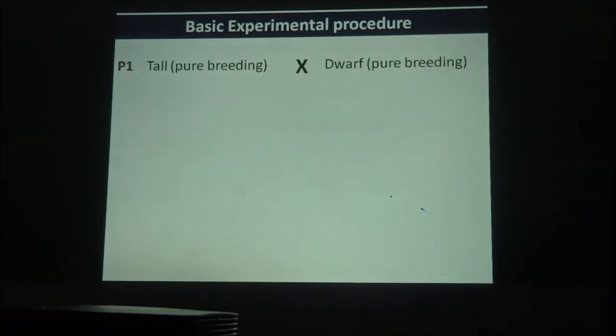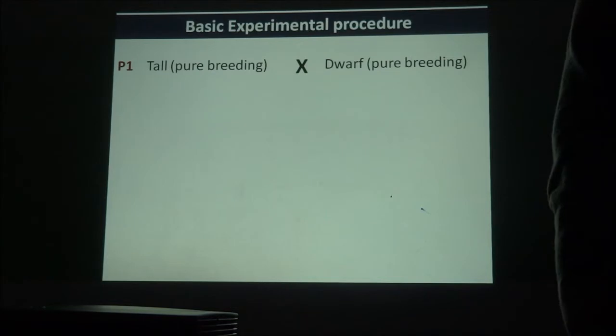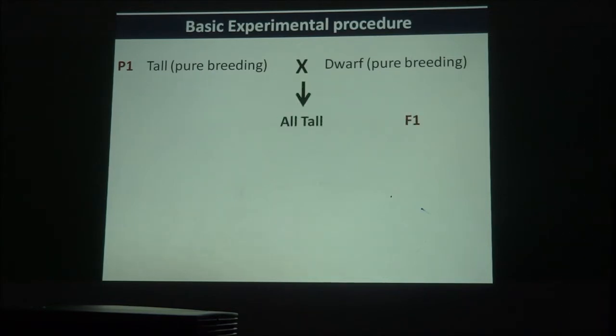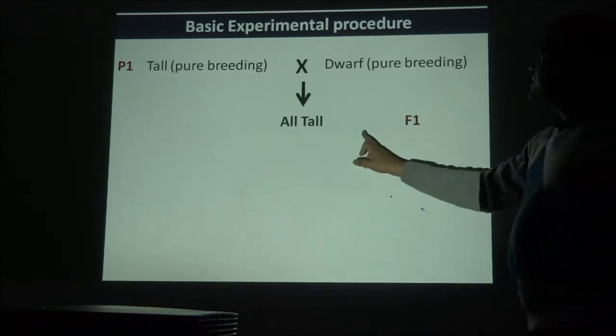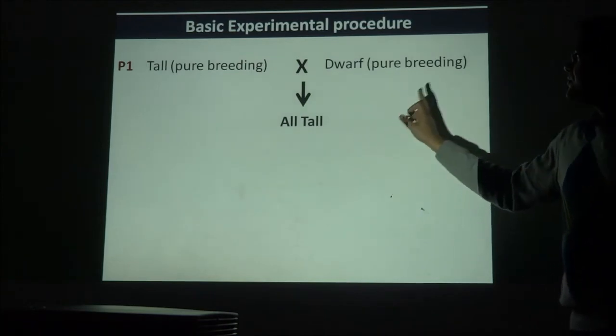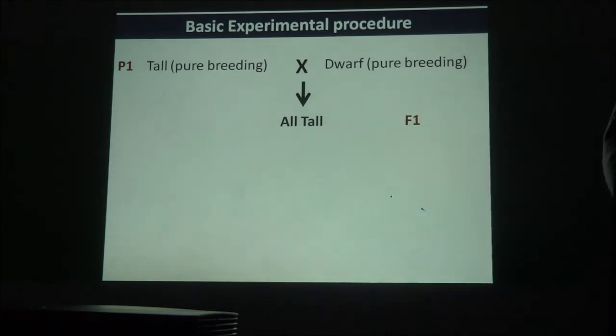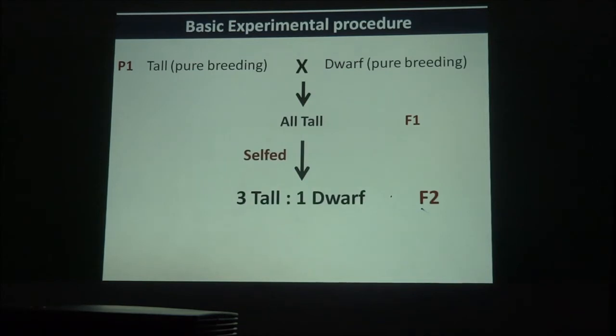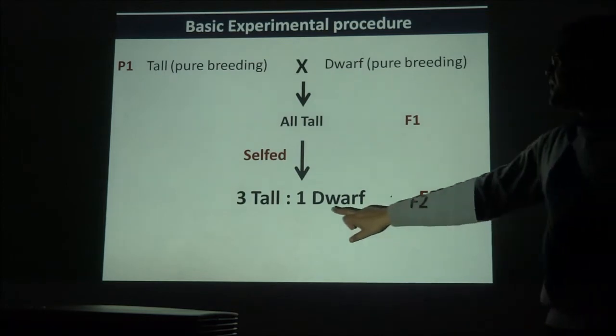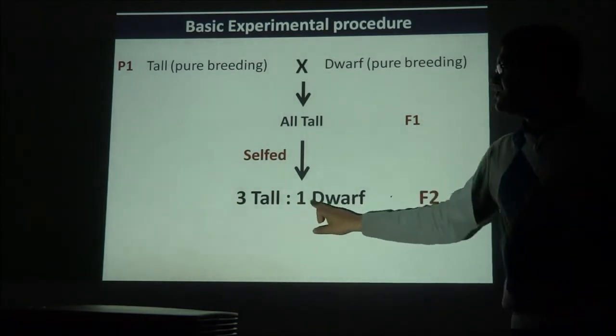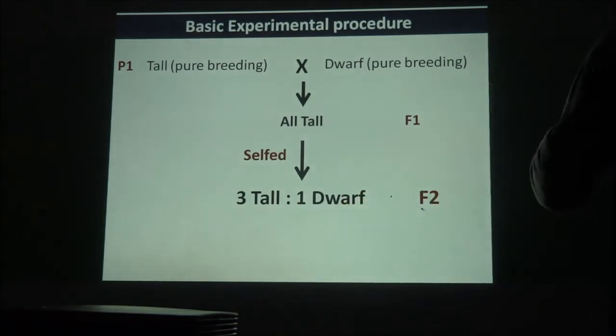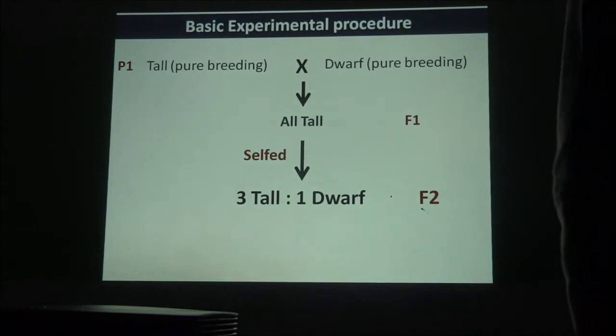So here you have a parental generation, one pure tall, the other pure dwarf, and then you cross them together. You get the first filial generation, and what you observe is that all are tall plants. So no dwarf is observed in the first filial generation. And then you do a selfing of this, and what you observe in the F2 generation is that the tall and dwarf plants segregate in a ratio of 3:1. Now how do you explain this?